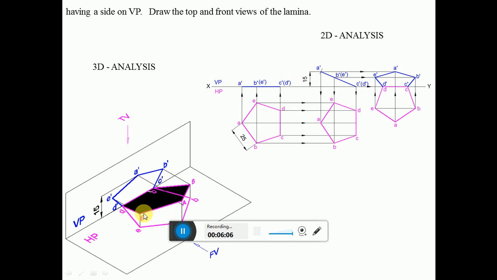So this is the final sketch that you are going to get, which is the shaded portion, the actual 3 dimension, where we can exactly analyze how this pentagon lamina has been placed according to this particular problem.